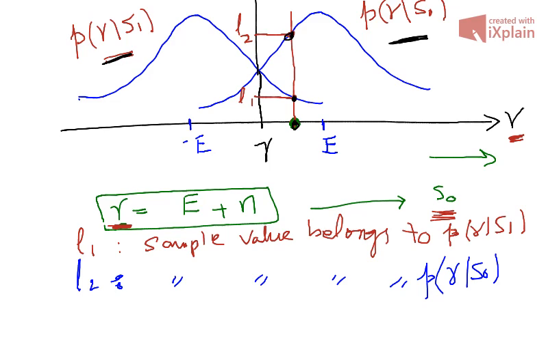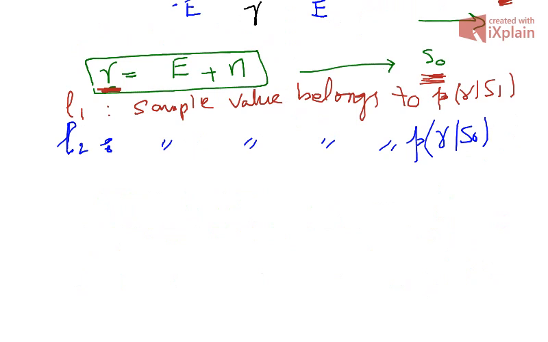Now L1 and L2 are the probabilities. We can clearly see that L2 is greater than L1, which means that the probability that the sample value of R belongs to this likelihood function, PDF of R given S naught, is greater than the probability of L1, that is, the probability that this value belongs to S1.